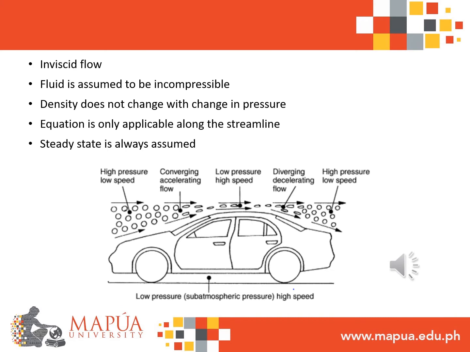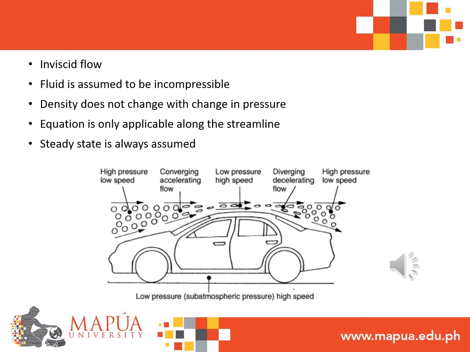The Bernoulli equation was derived from Newton's momentum equation under these assumptions. Inviscid flow, the fluid is assumed to be incompressible, density does not change with change in pressure, the equation is only applicable along the streamline, and steady state is always assumed. Based on the equation, considering that there is no elevation involved, pressure and velocity are inversely proportional to each other. This means when velocity increases at one point along the streamline, the pressure at that point will decrease, and when velocity decreases, the pressure increases.